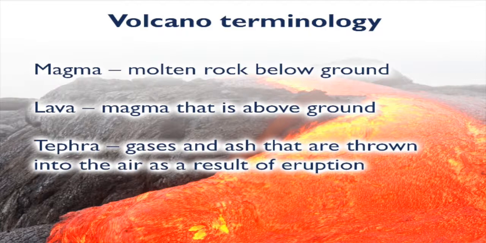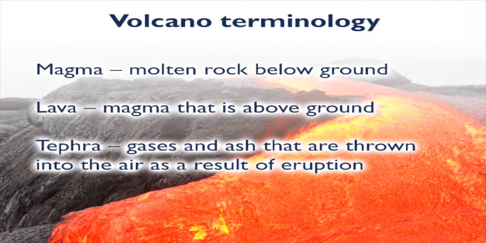Magma is molten rock that's below the ground. So people say, well, Dr. Heim, what's the difference between magma and lava? Actually, lava is magma that's above the ground. So if it's below the ground, they call it magma. And once it comes out of the volcano and hits the surface, then it's called lava. So that's the difference between those two, and you'll hear people use those interchangeably, but they're not exactly the same thing.